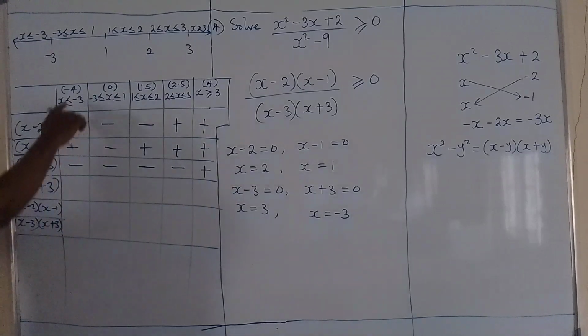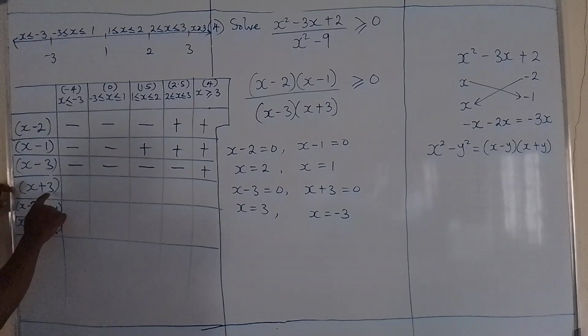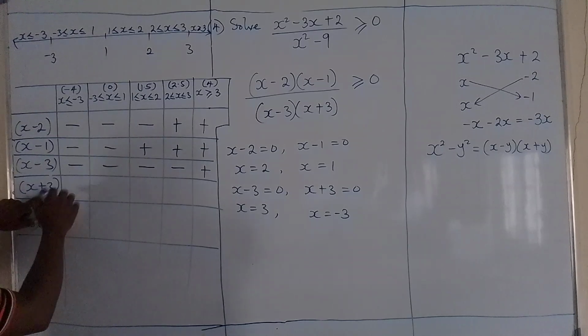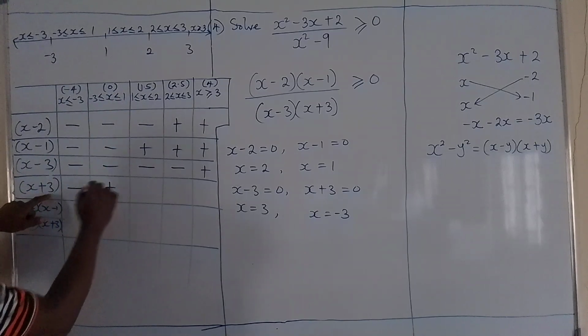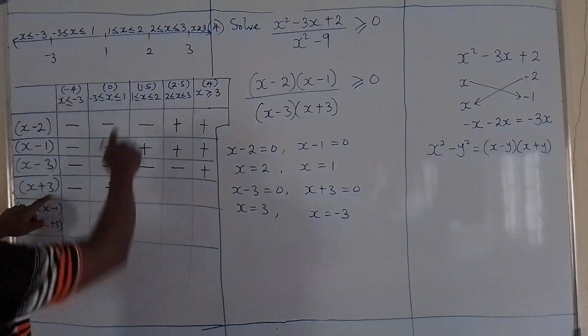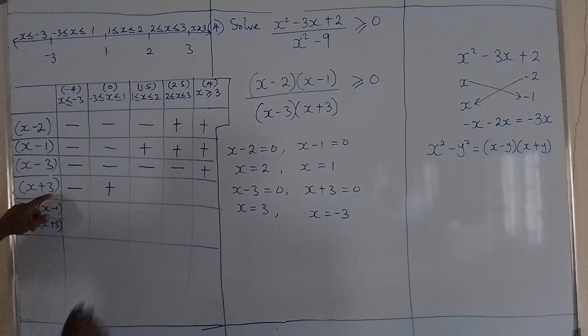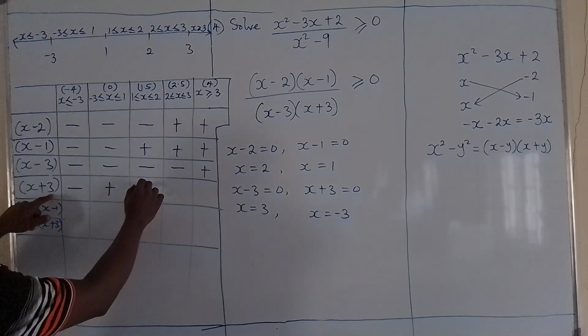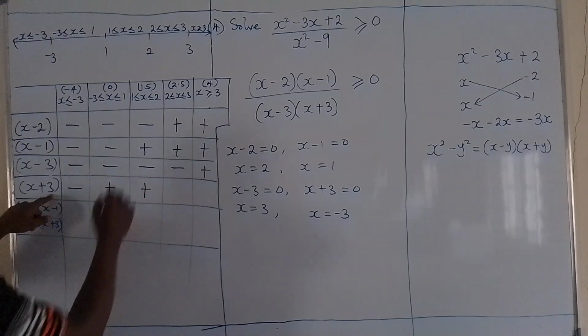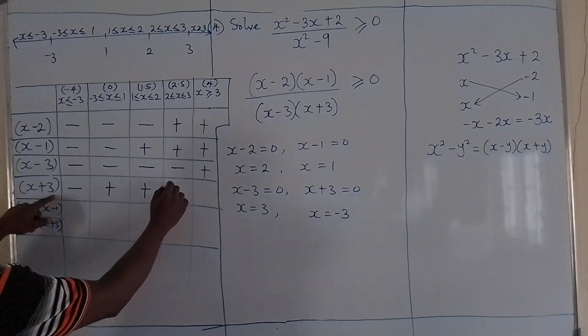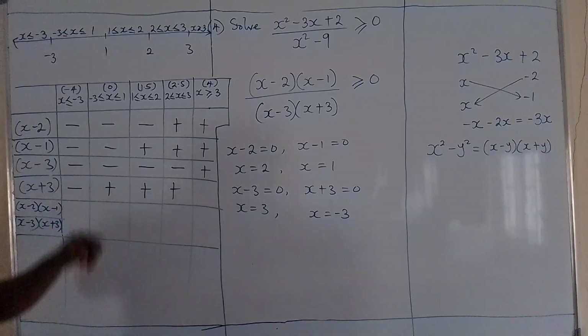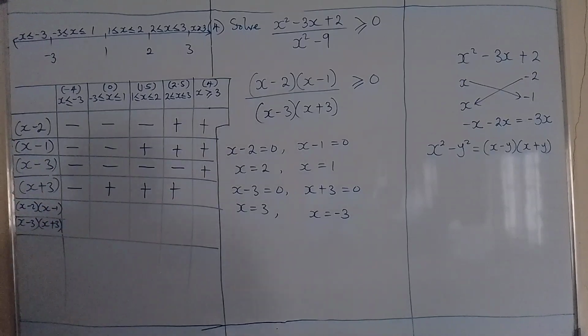The next one, x plus 3. If x is minus 4, minus 4 plus 3 is negative 1, a negative value. If x is 0, 0 plus 3, a positive value. If x is 1.5, 1.5 plus 3, a positive value. If x is 2.5, 2.5 plus 3, a positive value. And if x is 4, 4 plus 3 is 7, a positive value.